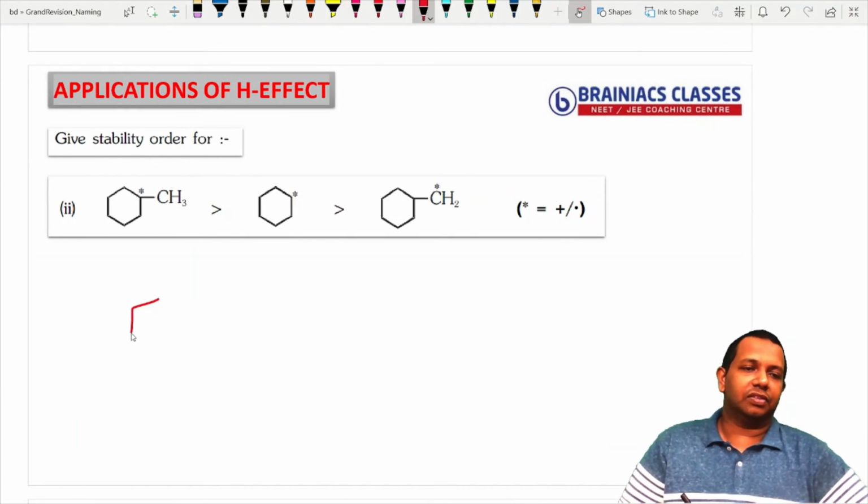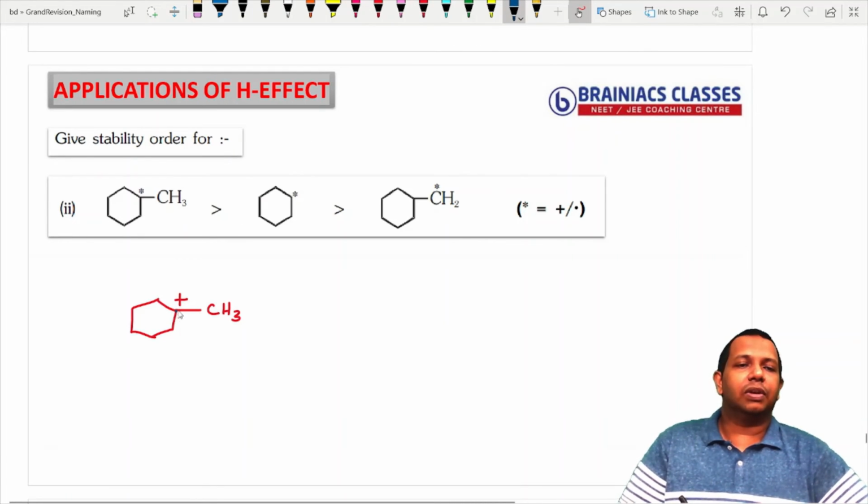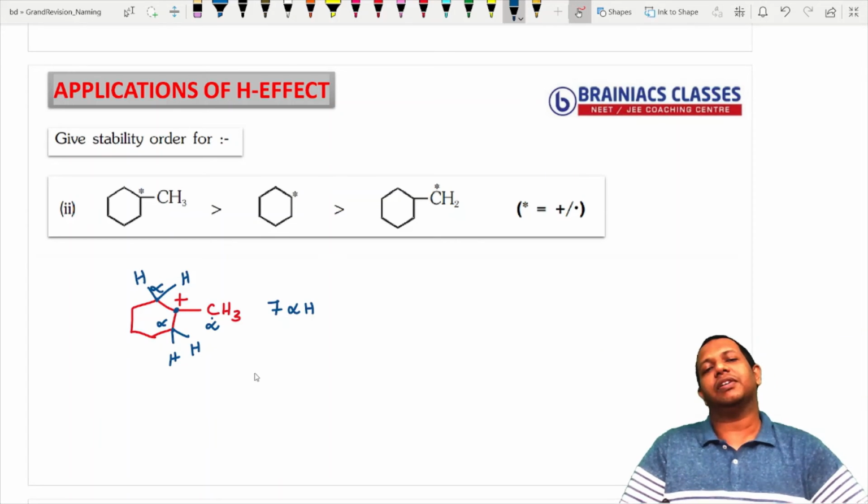Now I am taking this one, and you can see here CH3 is present and there is a positive charge here or free electron, both are same. Now I am looking at this one. Looking at this carbon, nearby carbon is this one, so this is alpha, nearby carbon is this one, this is alpha, nearby carbon is this one, this is alpha, and we know here 2 hydrogen atoms are there to fill the valency. Here also 2 hydrogen atoms are there. So totally 2 plus 2 is 4, 4 plus 3 is 7. So this structure is stable by 7 alpha hydrogen.